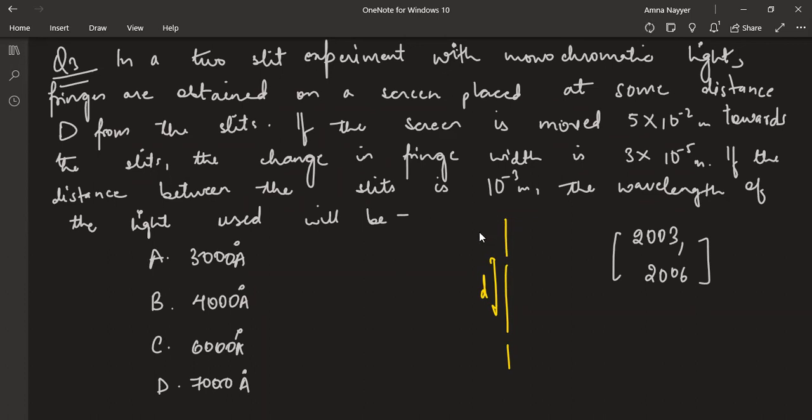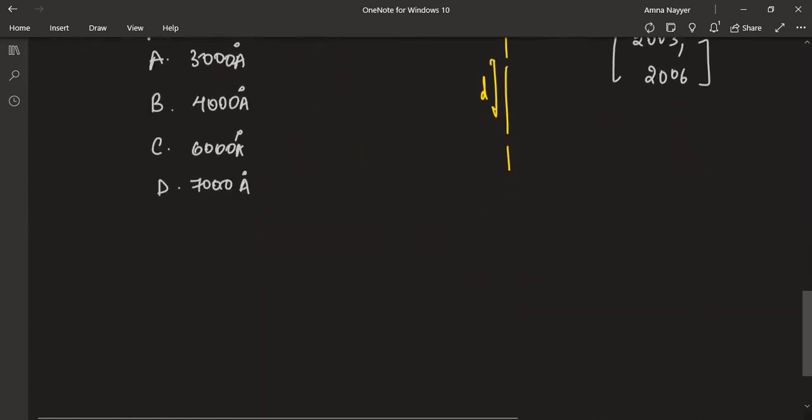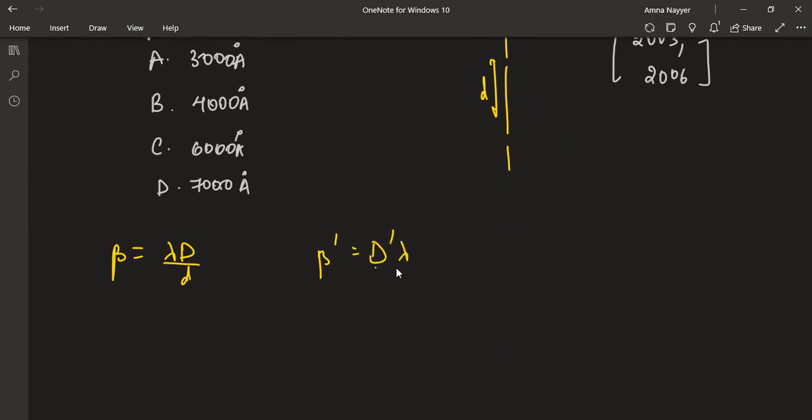See, you have to find out the difference here. Let's say this one is beta. So beta will be lambda capital D by small d. Let's talk about the other case. Let's say it's beta dash, so let's say capital D dash. Lambda will remain the same, and the slit width will also remain the same.